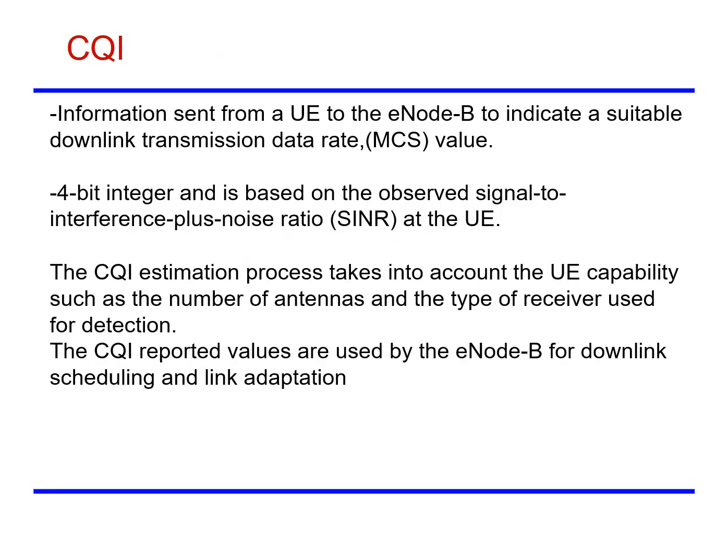The channel quality indicator CQI contains information sent from a UE to the eNodeB to indicate a suitable downlink transmission data rate. CQI is a 4-bit integer and is based on the observed signal to interference plus noise ratio at the UE. The CQI estimation process takes into account the UE capabilities such as the number of antennas and the type of receiver used for detection. The CQI reported values are used by the eNodeB for the downlink scheduling and link adaptation.